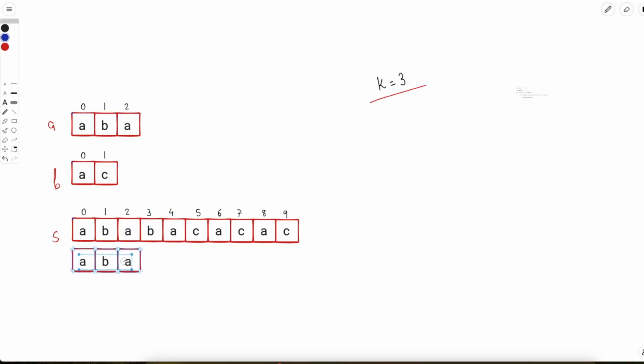We have to see, for the 0th index to be beautiful, we have to first see whether a is matching. So yes, a is matching. So this index can be beautiful. So let's just mark this index as okay, a is matching here, right?